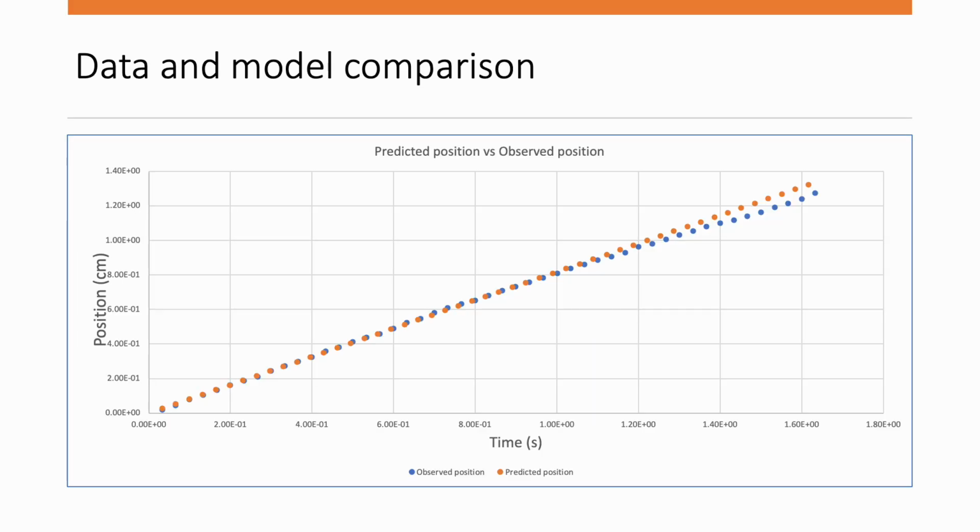So here is the data and model comparison. The x-axis is the time and the y-axis is the position. The blue line is the observed position of the tennis ball found using a tracker, and the orange line is the predicted position of the tennis ball found in GlowScript. So as you can see, they start off the same, but then the lines diverge towards the end.